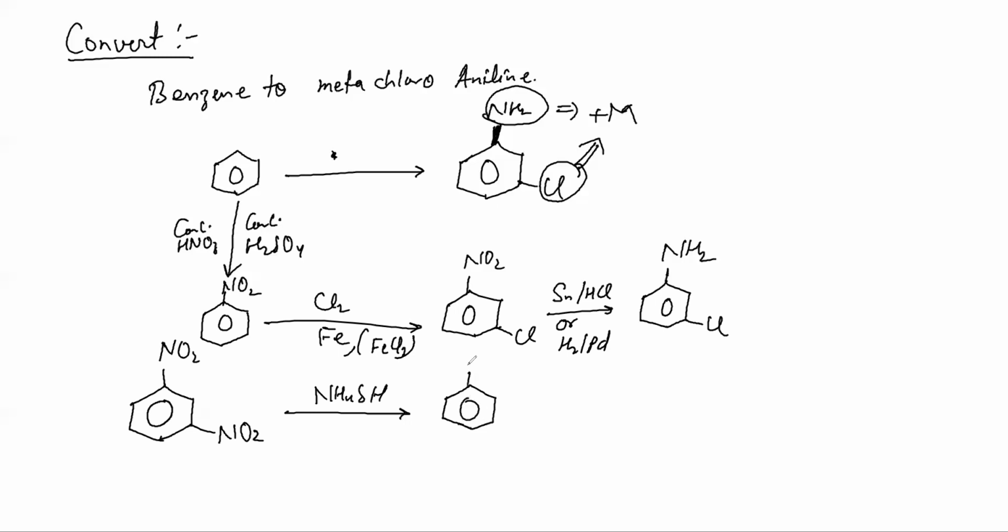Selective reductions. One will be reduced to NH2. Product here: the diazonium salt will be formed. First of all, NH2 will convert into N2+. What next? Again, NH2, sir, again on hydrolysis.